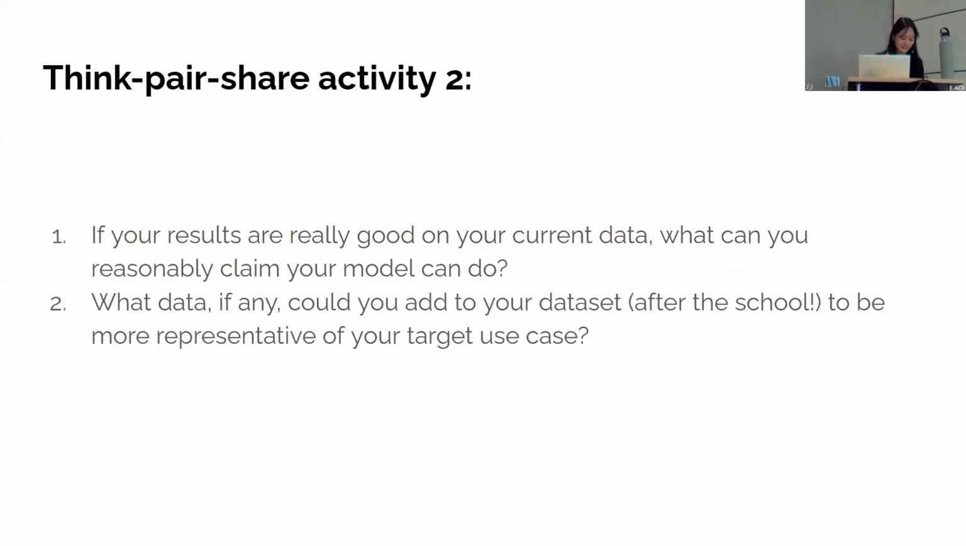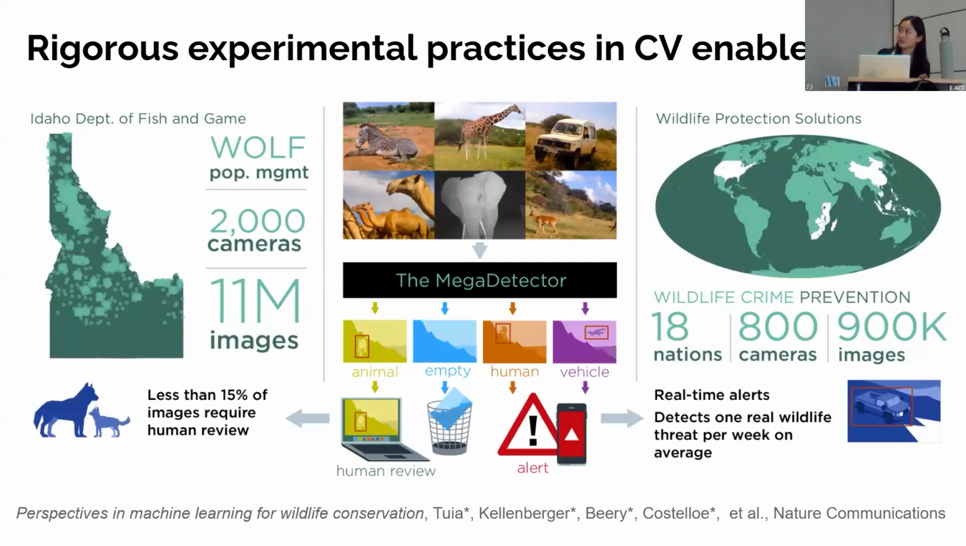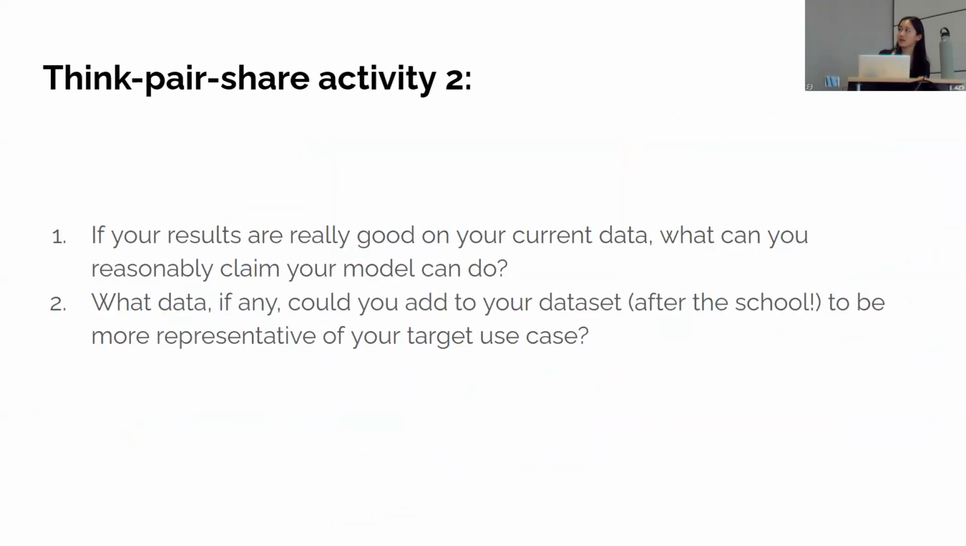And finally, to end off the lecture is a final think pair activity. One, related to this particular slide: if your results are really good on your current data, what can you reasonably claim your model can do? And then what data, if any, after the whole workshop, would you add to your data set to be more representative of your target use case?